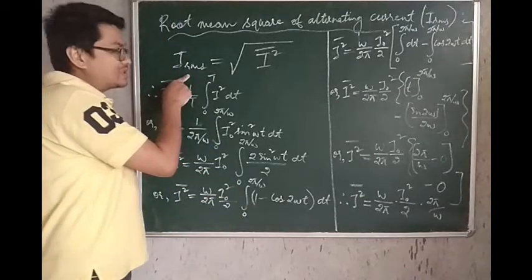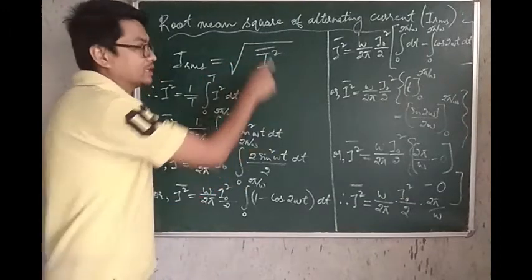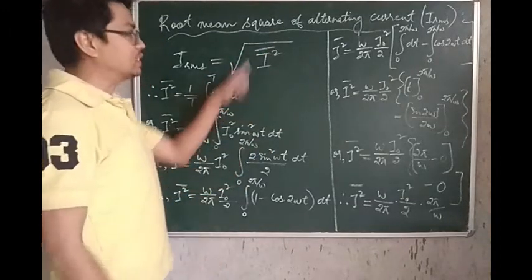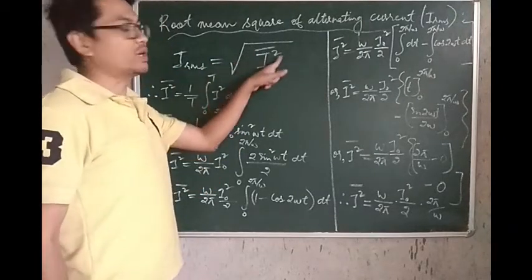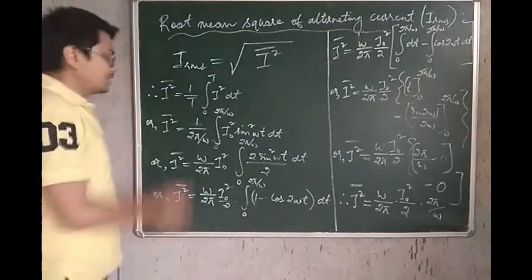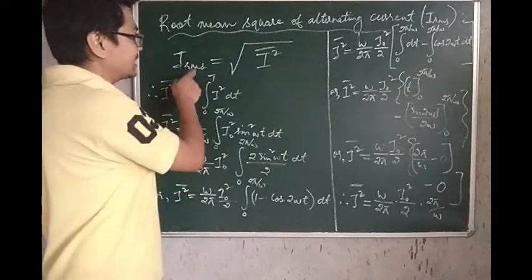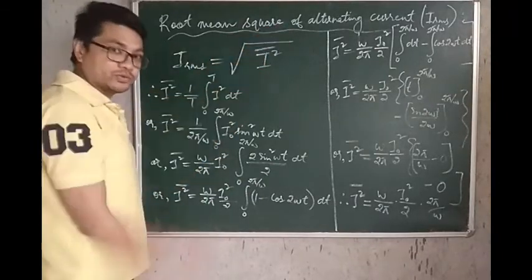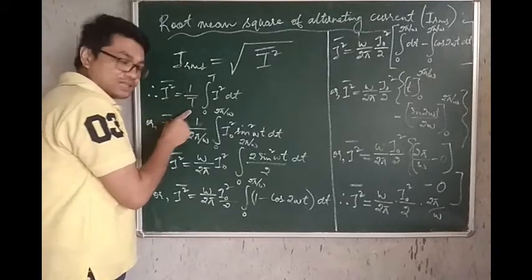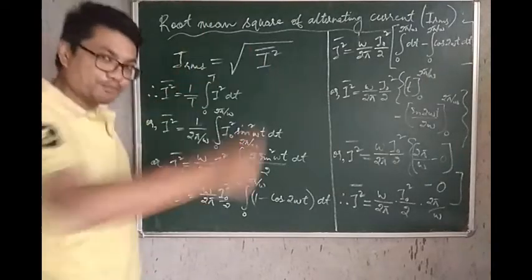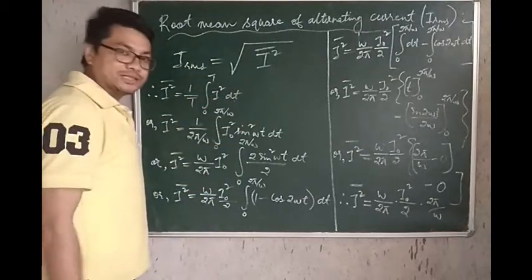So IRMS, the root mean square, is the square root of the mean square value of the current. The bar over here, like I've already told, means mean value, represents average. So let us first calculate the mean square value. Once we get the mean square value, we can easily calculate the IRMS by finding the square root of it. So mean square is 1 upon capital T, that is, we are calculating the mean square over a complete time period. So integration of I squared dt.